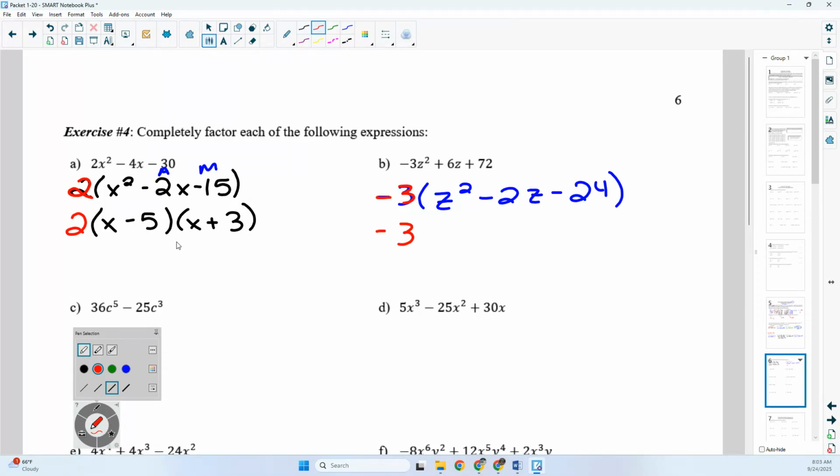So I keep my GCF in the front, put my z's down, and then the numbers that will work are negative 6 and positive 4 for the pattern.